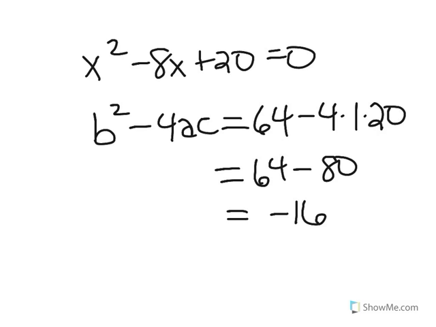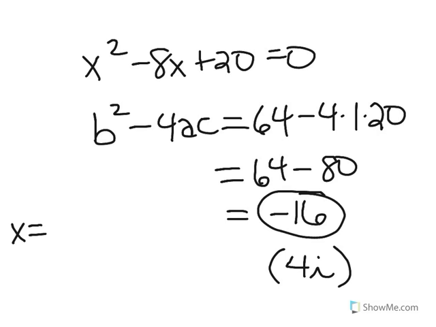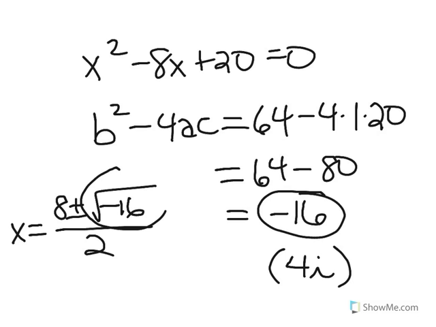Now, if you're dealing with a more advanced course in which you've been introduced to imaginary numbers, the square root of the discriminant here would be 4i. That's for you advanced students. For you Algebra 1, Pre-Algebra, Geometry students, a discriminant that's negative means that there will be no real solution. When you go to do the calculation, you're going to have x equals positive 8 plus or minus the square root of negative 16 all over 2. But in the real number system, the square root of negative 16 has no meaning.